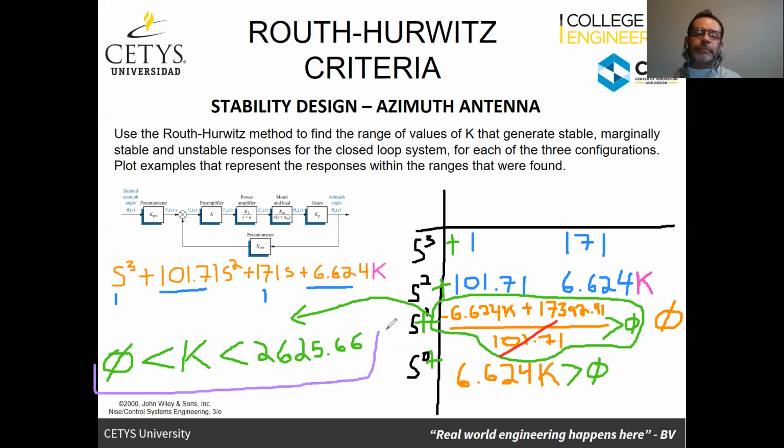Okay. Now, depending on what we want the antenna to do specifically, that determines which values of K we take. But for now, we at least know that the range of stability is going to be within those values. And that's how we can use the Routh-Hurwitz criteria to find, or at least identify, ranges of values for the parameter we're looking at to be able to identify stability.